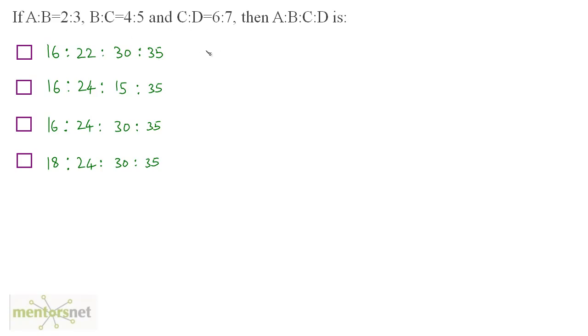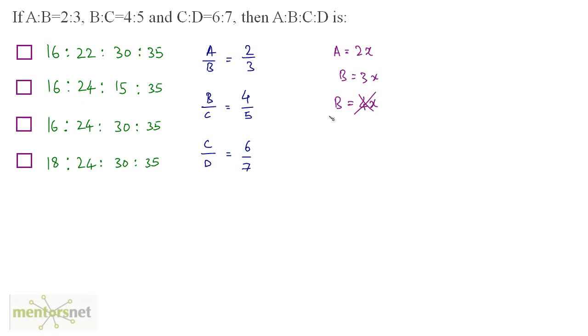So the ratios that are given to us are A by B, which is 2 by 3, and B by C, which is 4 by 5, and C by D, which is 6 by 7. Now you can say that A is 2x and B is 3x. But here B by C is 4 by 5, so now B is equal to 4x. But this is not possible. B cannot be 3x and 4x at the same time. So we are in a fix.